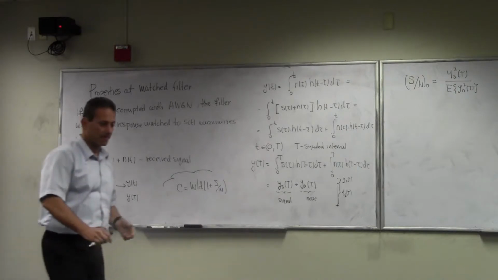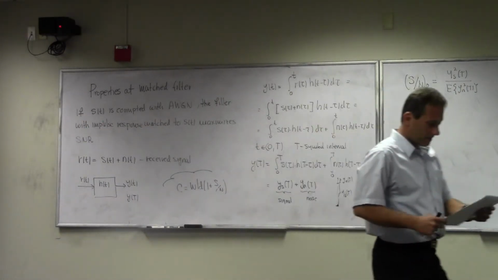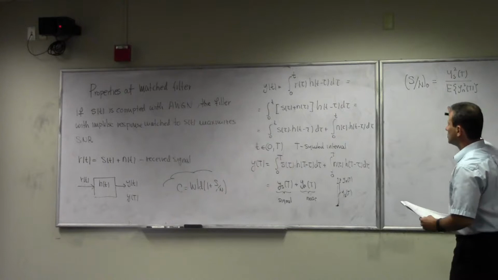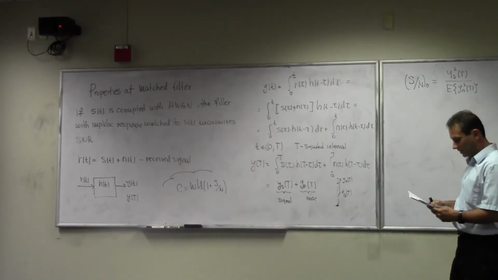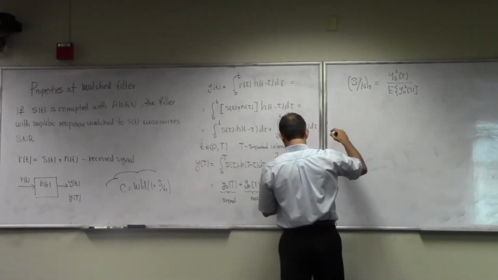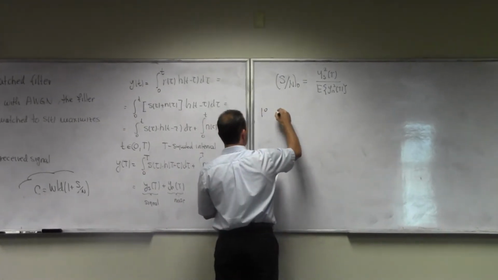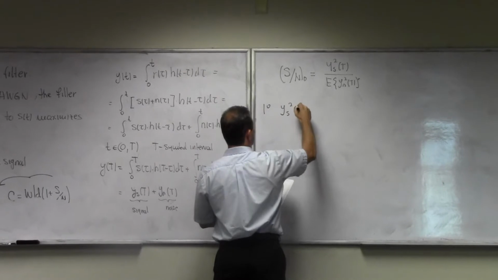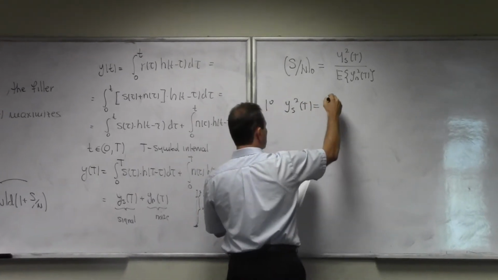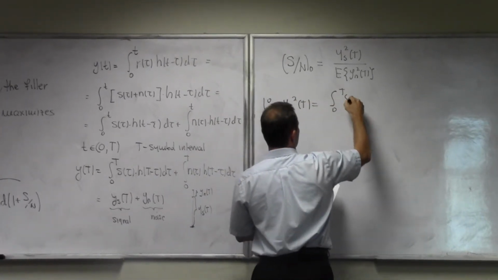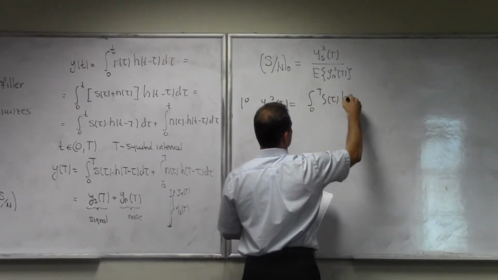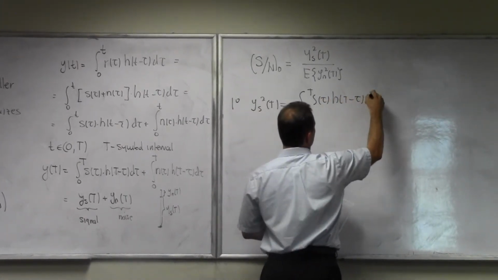All right. So let's work this a little. So that's what I'm trying to optimize. So how do I do that? Well, let's first look at this ys of t. Ys squared of t is going to be equal to the integral from 0 to T of s of tau h of capital T minus tau d tau, squared.